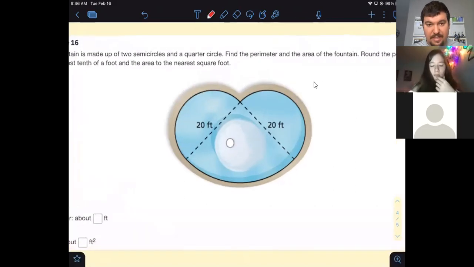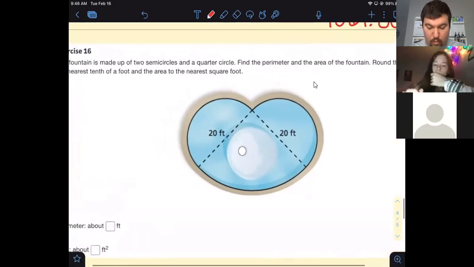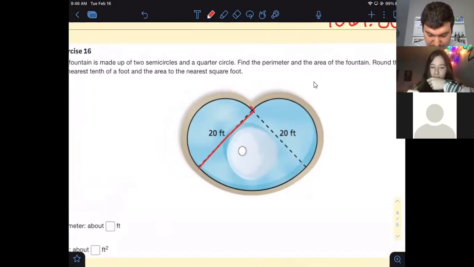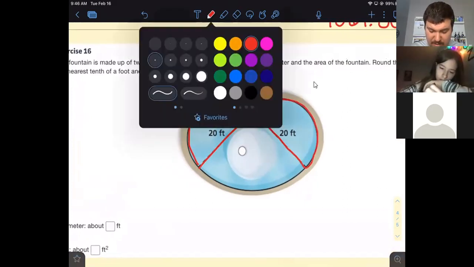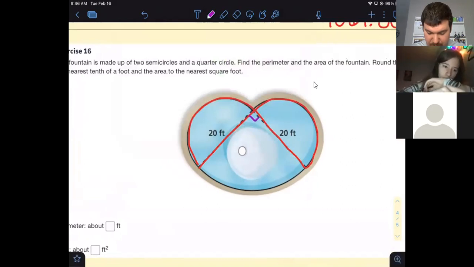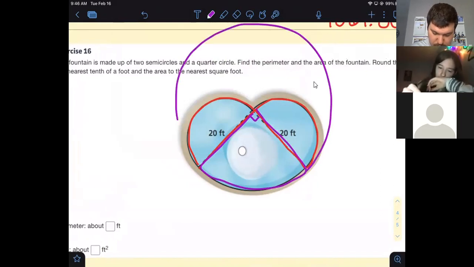Okay, so it says 2 semicircles and a quarter circle. So I've got my 2 semicircles here. And then this piece here is a quarter circle because it's only 90 degrees. And so if it were a full circle, it would look like this. And so that's only 1/4 of one. So there's the quarter circle, okay?